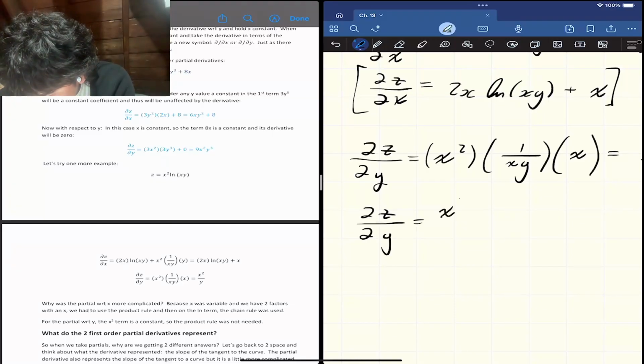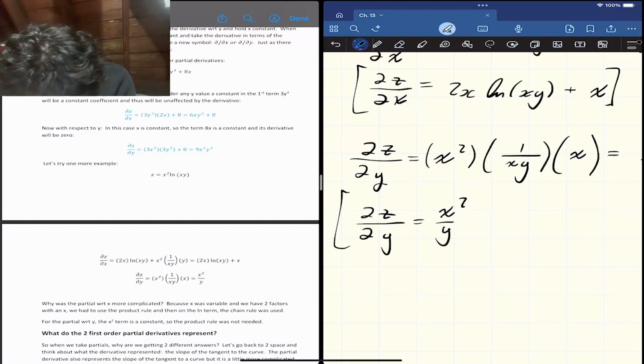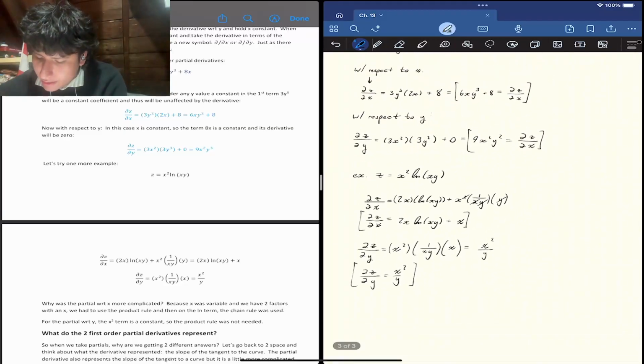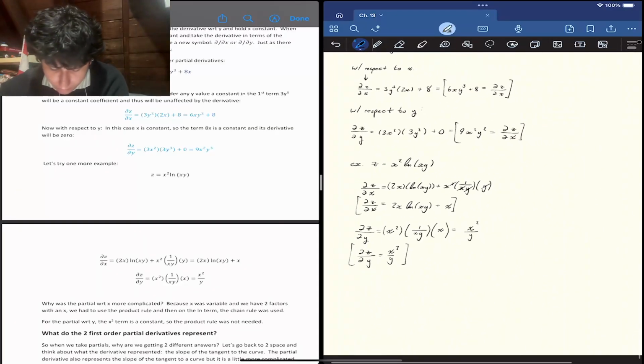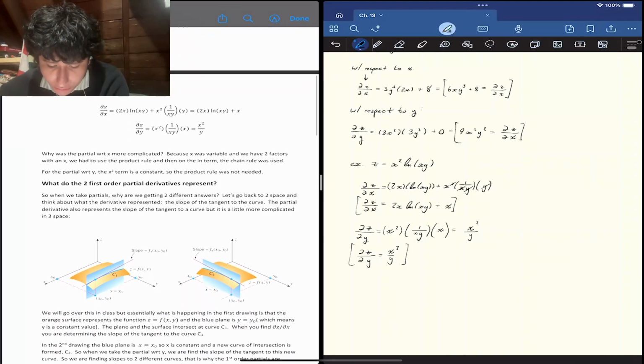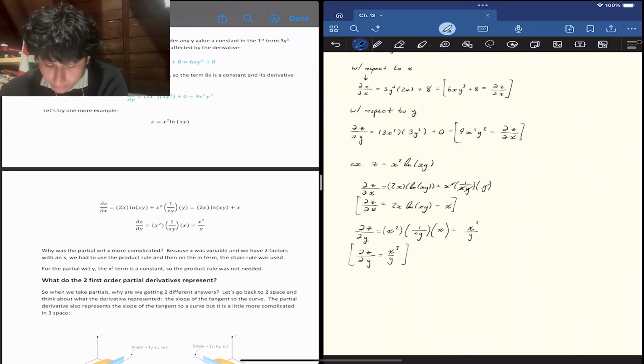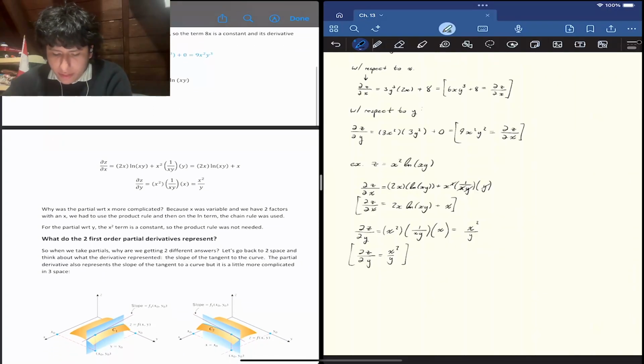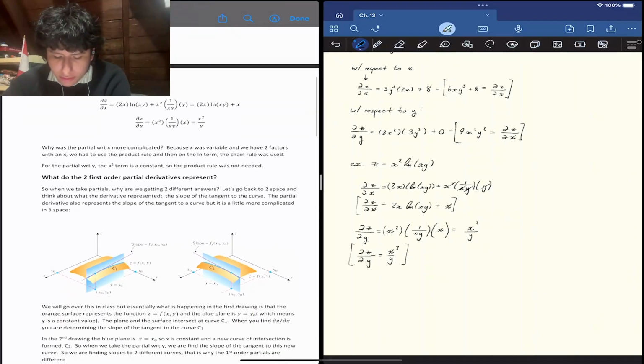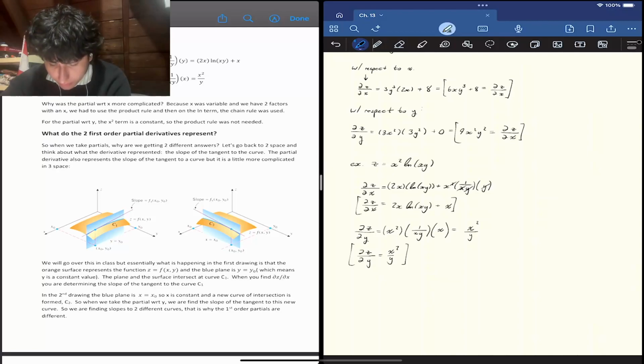So this is x squared over y. I think you just leave it like that now. Why was the partial with respect to x more complicated? Because x was a variable and we have two factors within x. This is the product rule. With respect to y, the x squared is a constant, so the product rule is not needed. Right. Nothing too crazy.